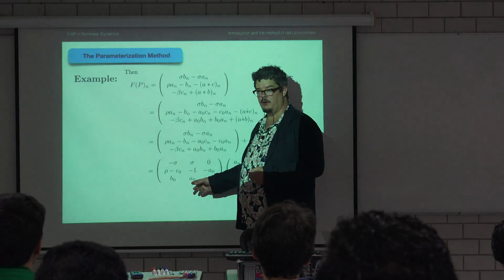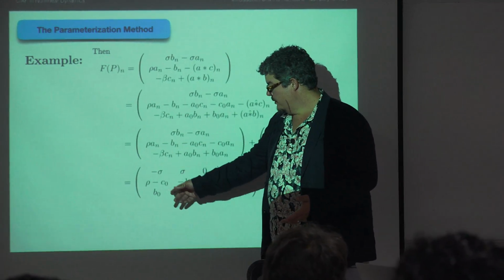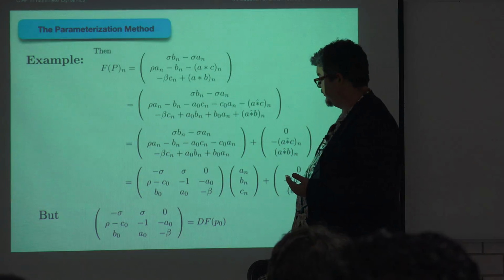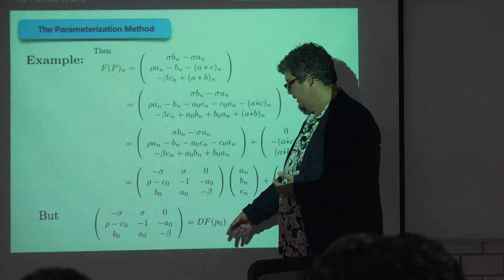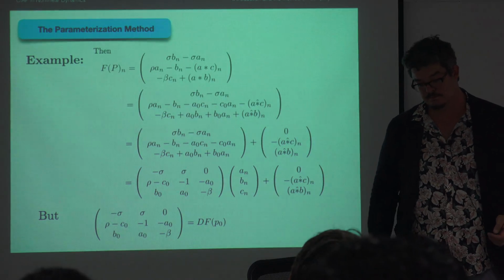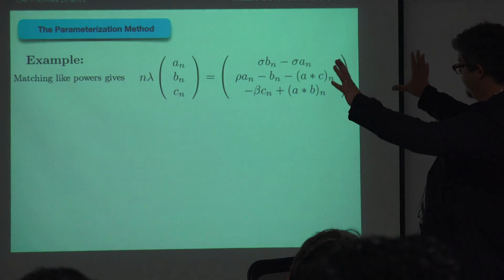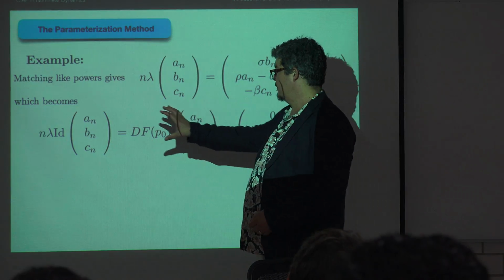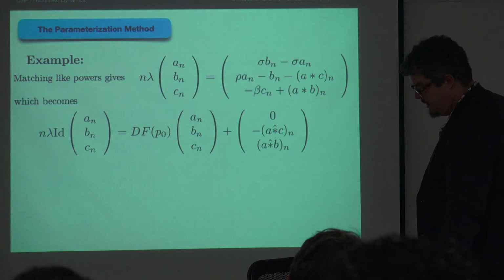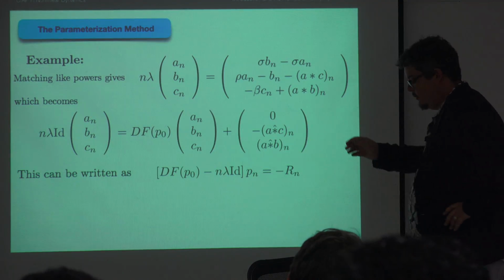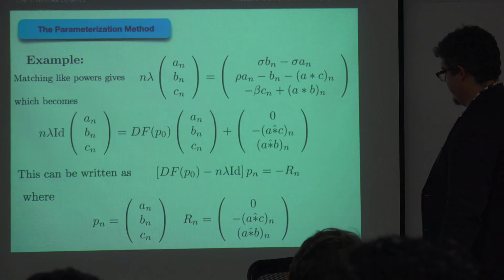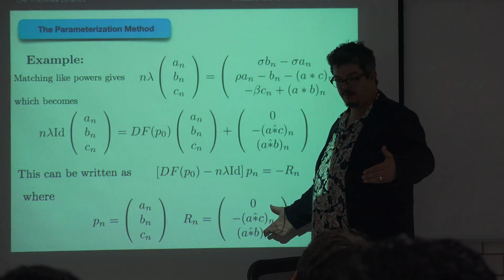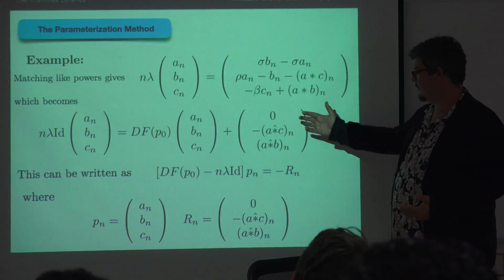a_0, b_0, and c_0, those are the components of your equilibrium solution. So what you notice about this matrix is it's actually the derivative of your vector field. Again, I'm doing just Lorenz here, right? The derivative of my vector field evaluated at my equilibrium, plus lower order things. Okay, so if I go back to having matched like powers, this can be rewritten like this. Now I'll put things involving a_n on one side and lower order things on another, and you get these homological equations, where P_n is the a_n, b_n, c_n, and R_n is a right-hand side depending on things of lower order. So you can recursively, or you might hope to recursively solve these equations.